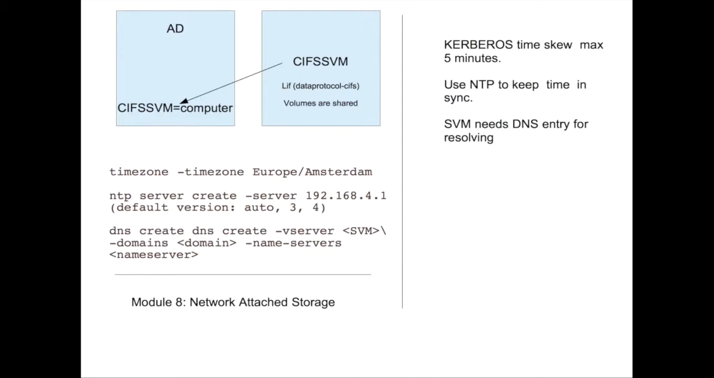Very important, your time skew may be no more than 5 minutes. If your time skew is more than 5 minutes, then Kerberos will start protesting and you will not be able to create your CIFS environment successfully. So that's very important. In order to be able to keep within that particular 5 minutes time skew, it is necessary to specify a time server. Using the NTP protocol, you have to create an entry that will keep your time in sync with a Stratum server or with another time server.